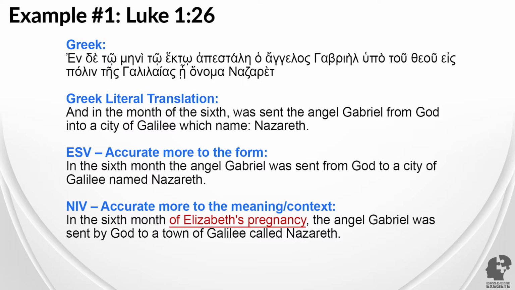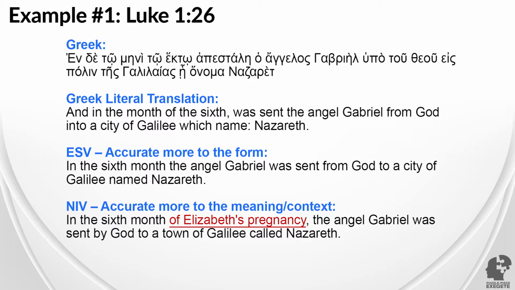This has to do with Elizabeth, right? And that's the mother of John the Baptist. And so here we go. In the month of the sixth was sent the angel Gabriel from God into a city of Galilee, which name Nazareth. All right. I mean, we're not going to talk like that, right? I mean, in our type of English, while that might be as literal as possible, while it might be as true to form as possible, does it really make sense to us?